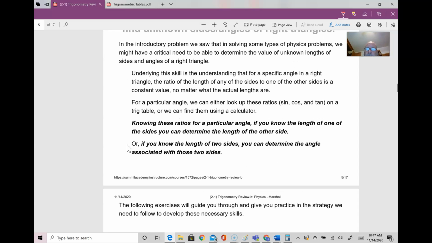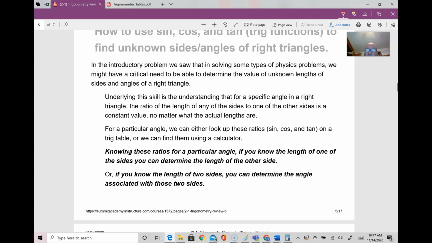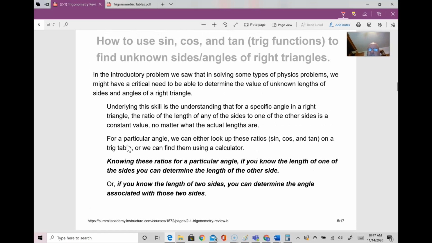So here, how to use sine, cosine, and tangent to find unknown sides of angles of right triangles. And that's what's going to be important in physics. So in the introductory problem, we saw that in solving some types of physics problems, we might have a critical need to be able to determine the value of unknown lengths of sides and angles.